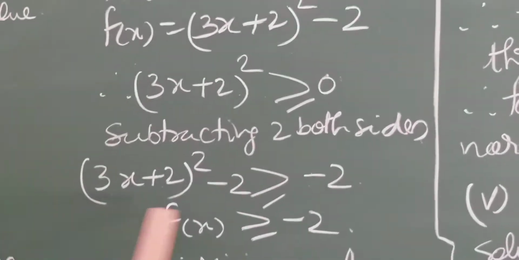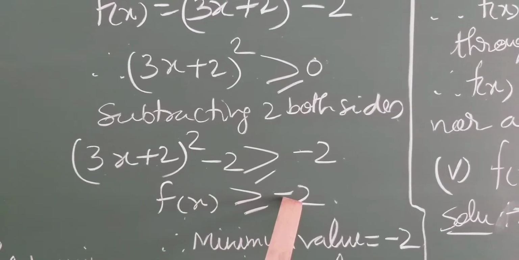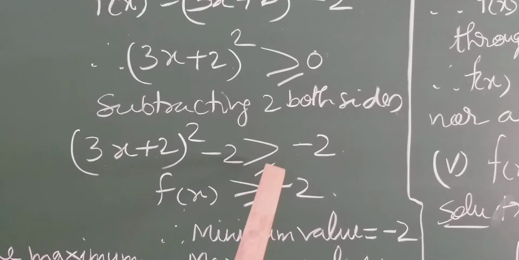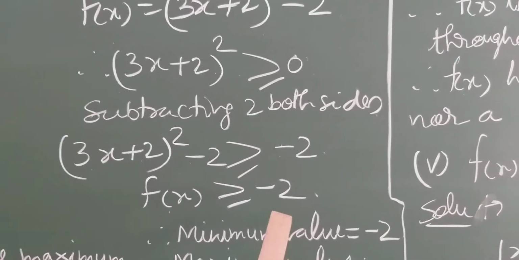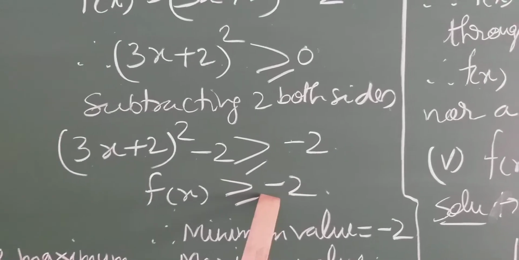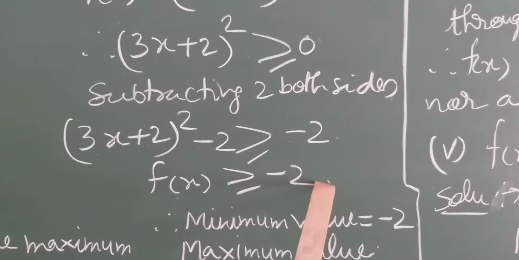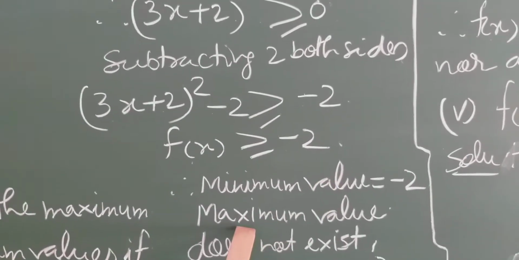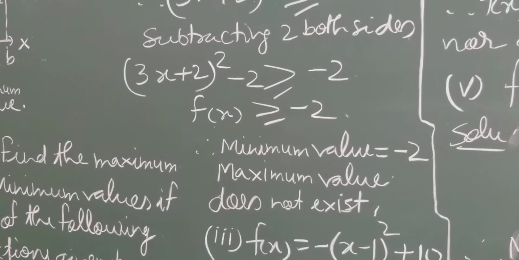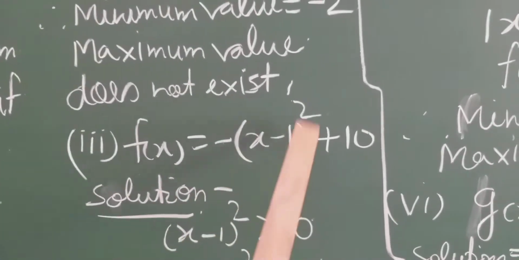Correct? So at this place we can write f(x). So f(x) greater than or equal to minus 2. The function has values from minus 2 to infinity. Correct, student? So it is its minimum value. Maximum value cannot be obtained. Okay, so we can mention here that maximum value does not exist. Okay, now student, f(x) equals minus (x minus 1) whole square plus 10.